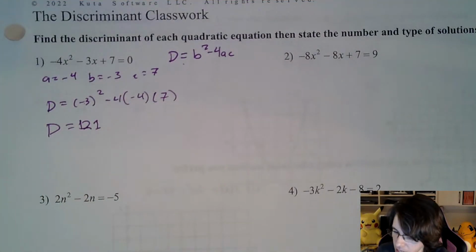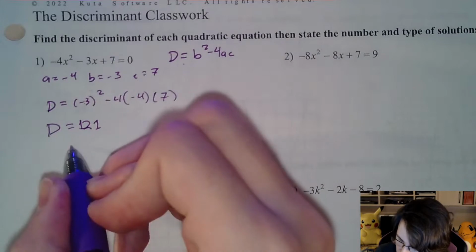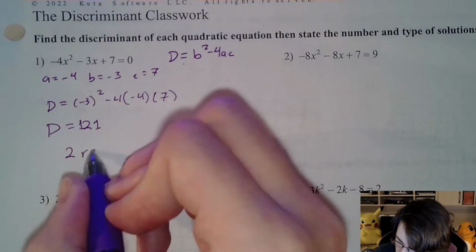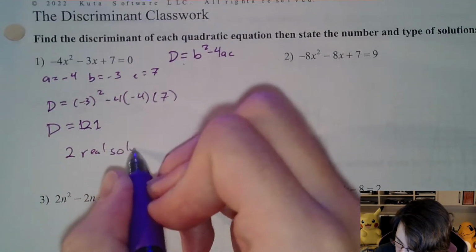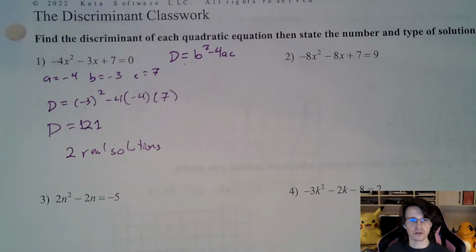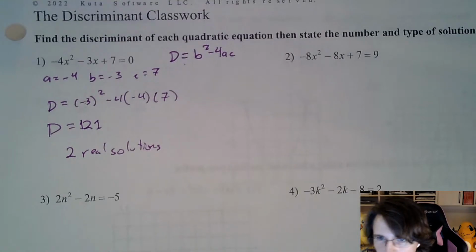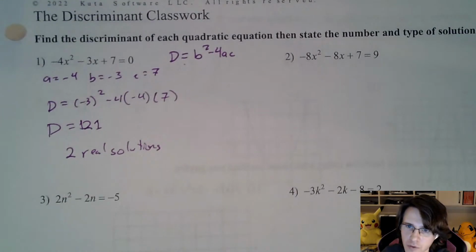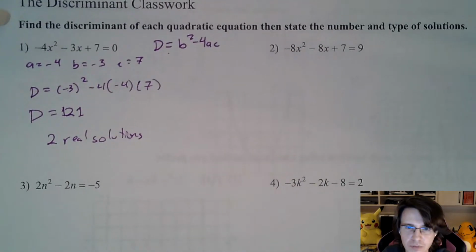Because D is a positive number, we say that means there are two real solutions. If you want to be more fancy about it and say two real distinct solutions or two real roots or however you want to say it, all good with me. Let's go on to number 2.